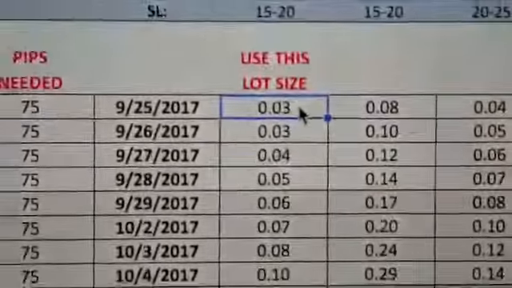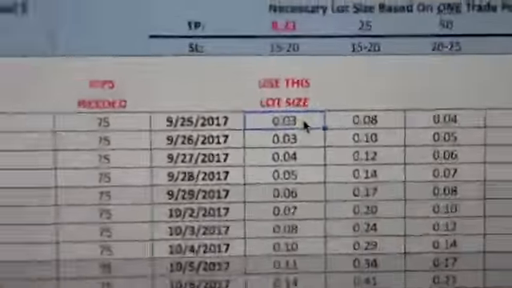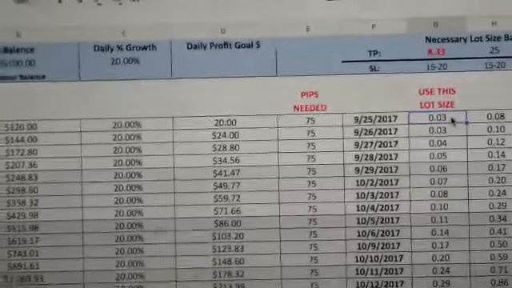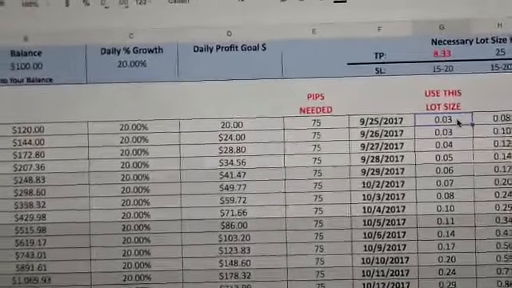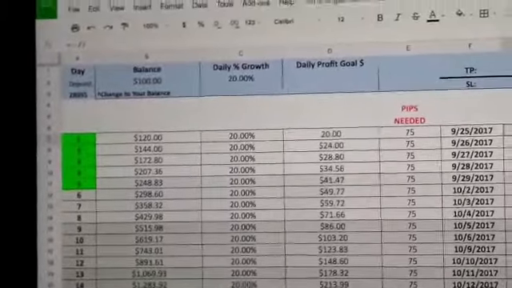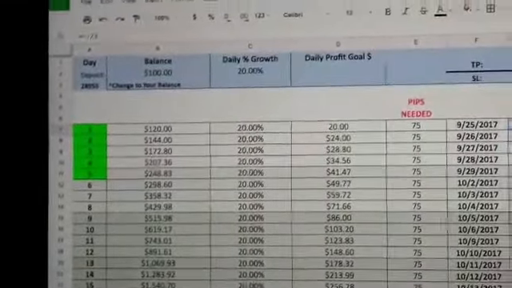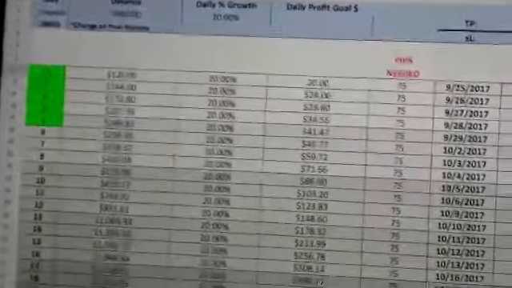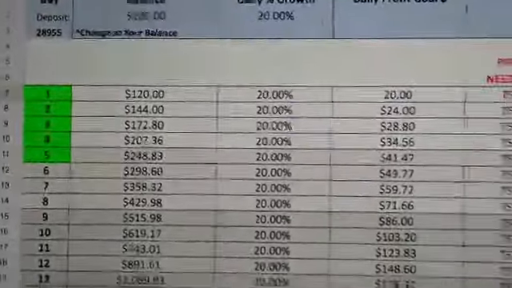That gives me 0.03. Now, the first day I did it, I was kind of scared to do a 0.03 lot size on a $100 account, so I did a 0.01. And what that does is it builds up the account to make more money. So I did a 0.01 on the first day.